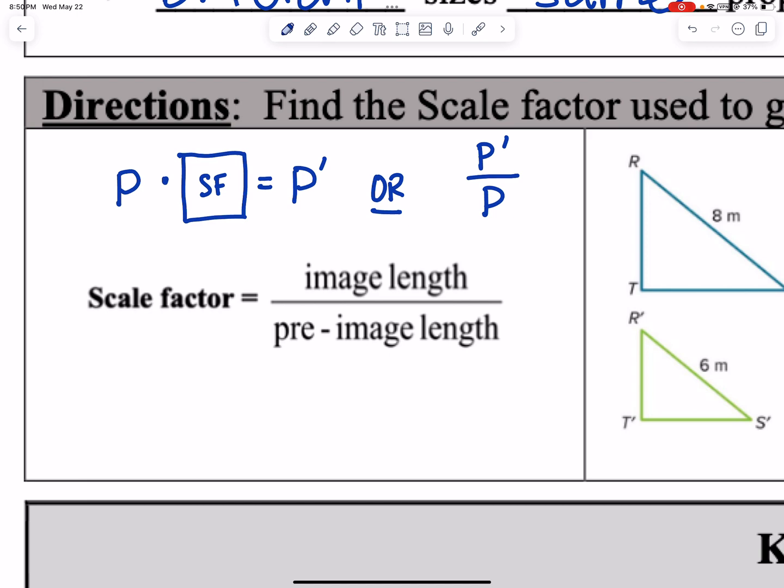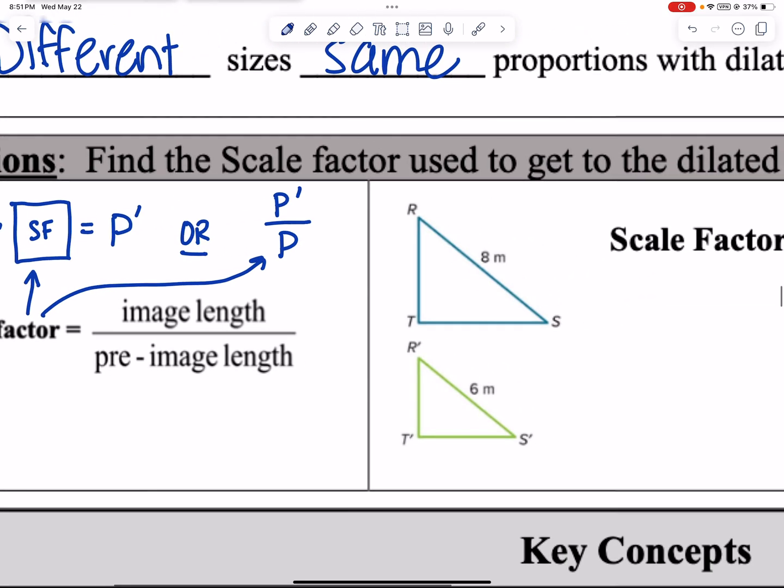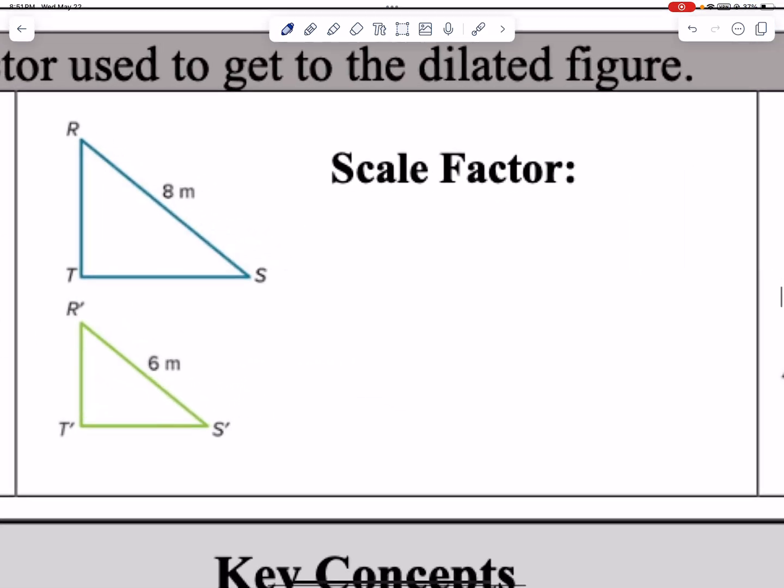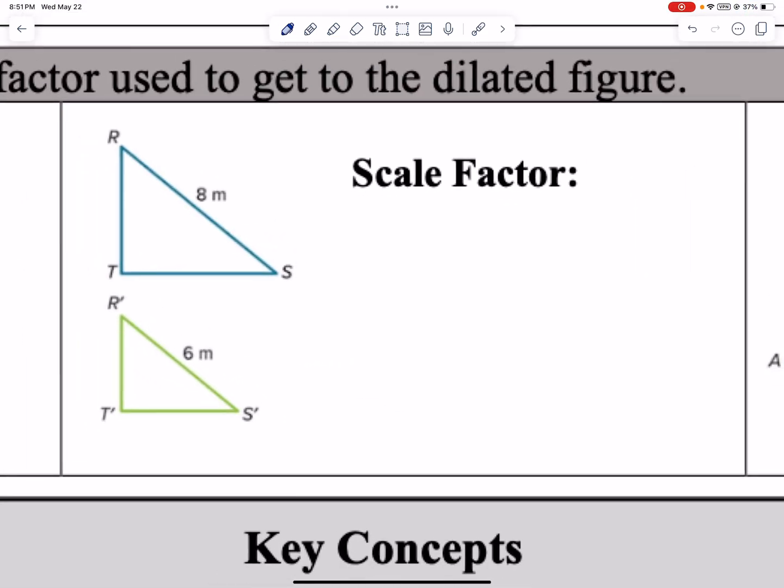Okay, so this is how we can solve for scale factor. Let's go ahead and take a look at this one here. Always focus on where we're starting. We can just look at one of these side lengths, but we need to look at the same, sort of corresponding side on the new image.